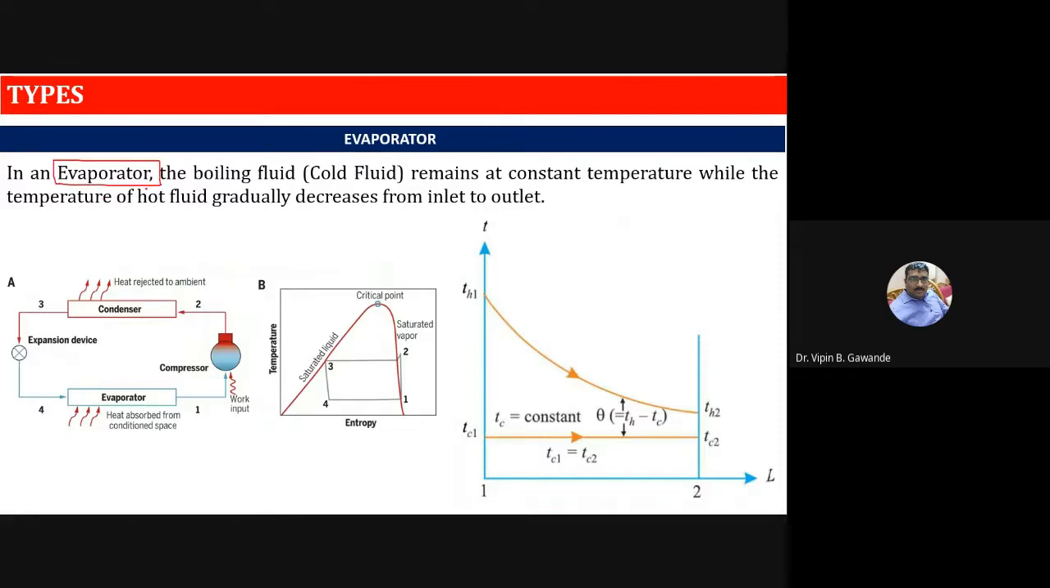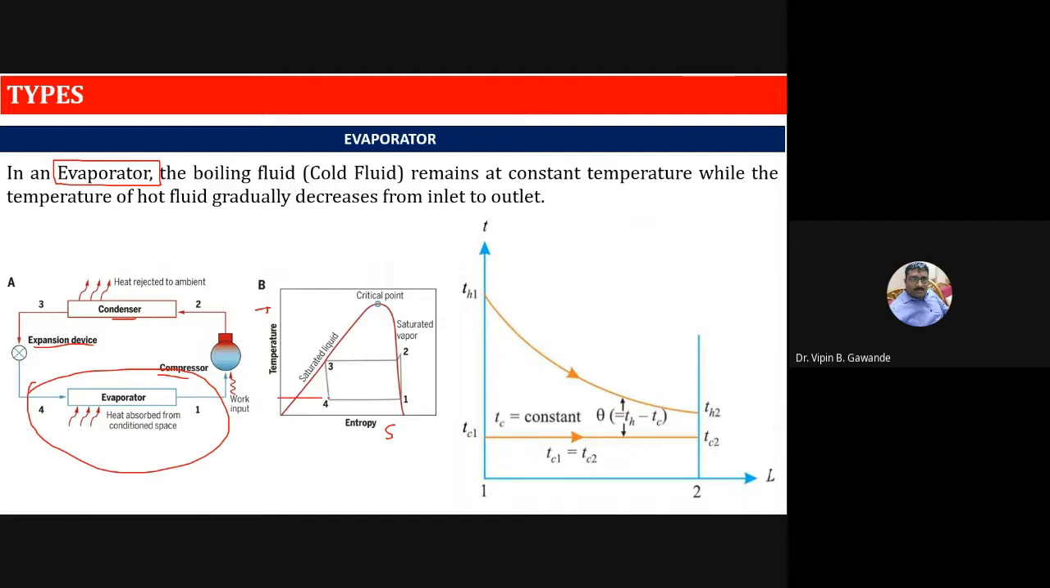Now we know this evaporator is associated with the refrigeration system. So this is our vapor absorption system. We have the condenser, compressor, evaporator, and the expansion device. Now if we plot this on a temperature-entropy diagram, this is again our TS diagram. We'll concentrate on the evaporator. So here this is 1 and 4.